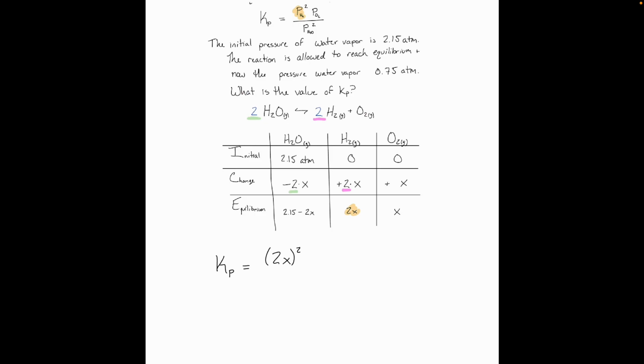I'm going to replace this one here with x. And then my bottom one is 2.15 minus 2x. I'm going to make sure to square that.